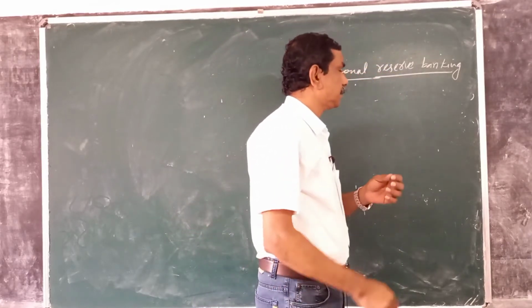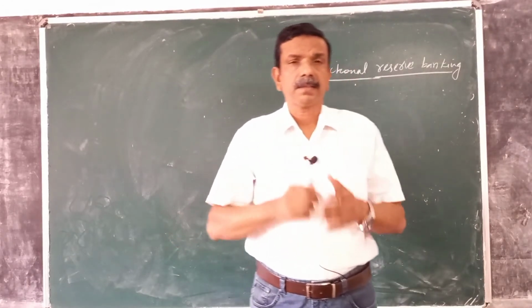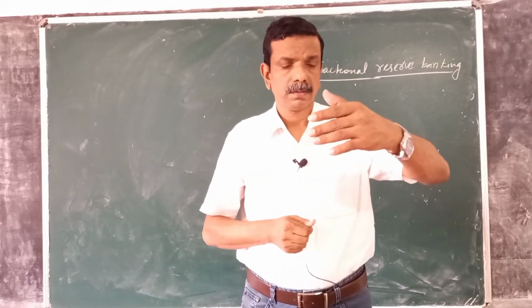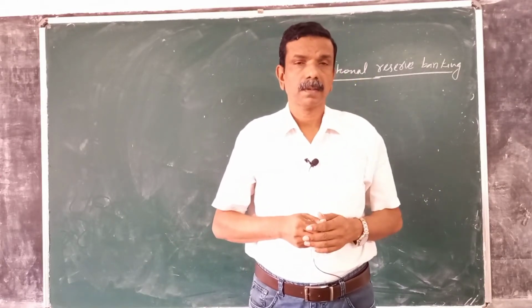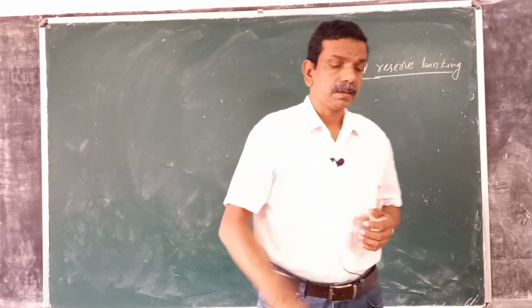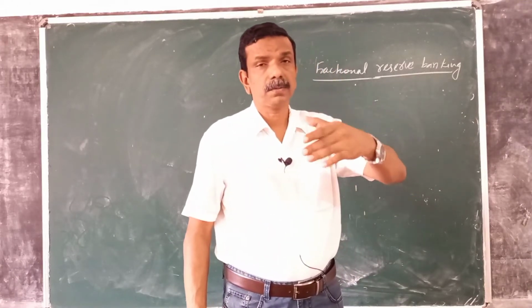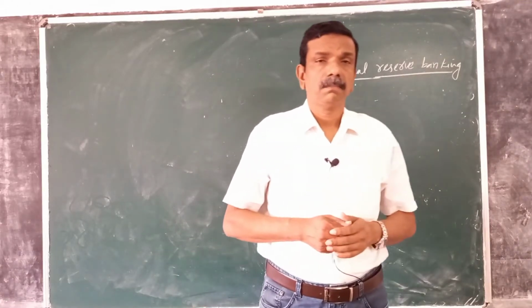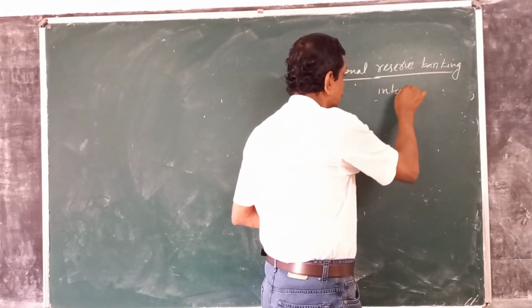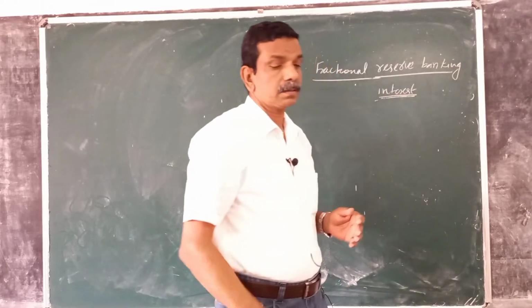Fractional reserve banking. Now suppose that banks use some deposits to give loans. The advantage is if a part of the deposit is used to give loans, banks will get interest on these loans.